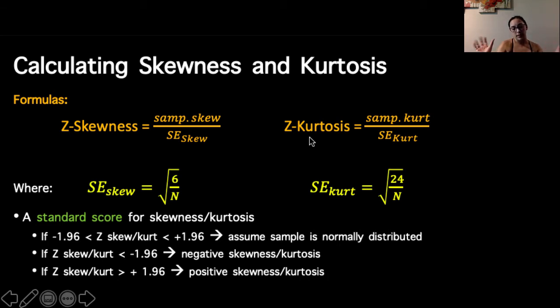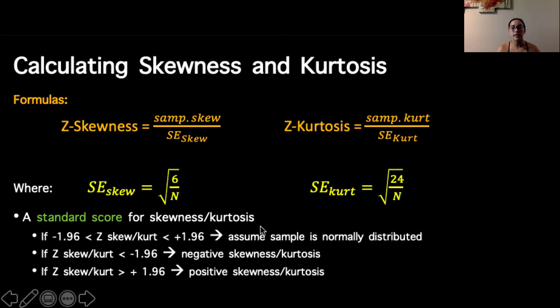If we're using this method at least. Okay, so remember you're taking sample skewness divided by the standard error. The standard error for skewness is the square root of 6 divided by the sample size. For kurtosis, it's the square root of 24 divided by the sample size. These are standard scores for skewness and kurtosis.